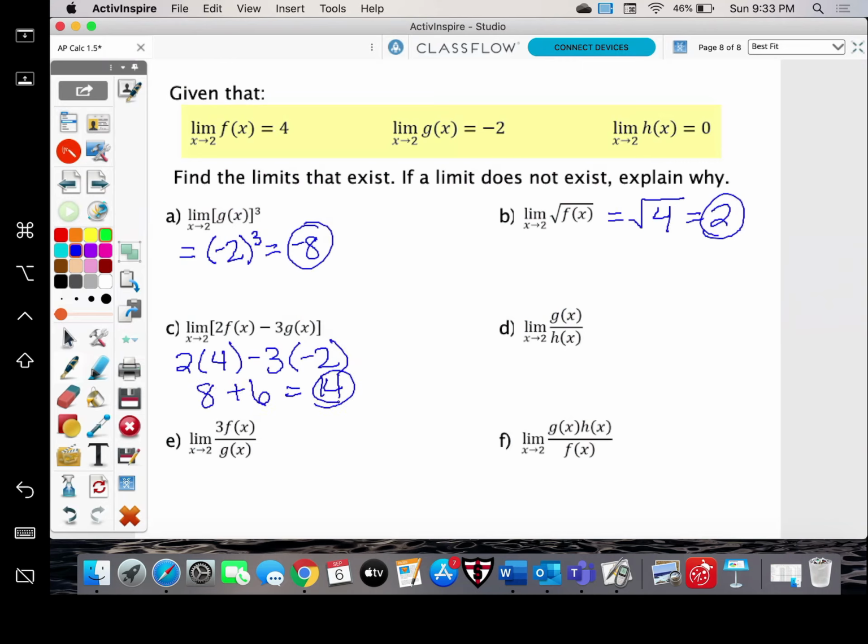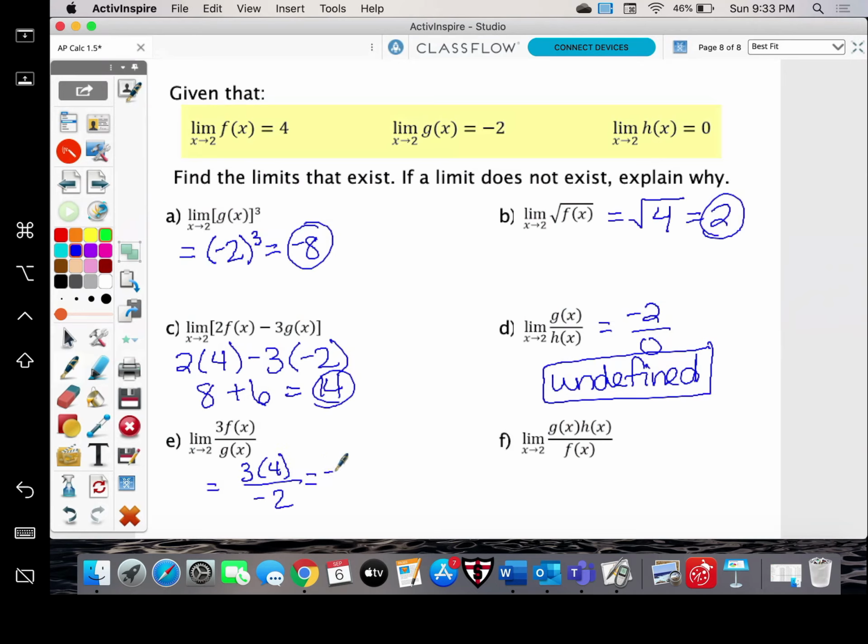Again, remember, do not box in negative 2 divided by 0. This one will be 3 times 4 over negative 2. 12 divided by negative 2 should be negative 6. And this last one kind of uses just all sorts of rules. We got products and quotients. So it would be negative 2 times 0 over 4. And this one is allowed because 0 can be in the numerator. That just equals 0.